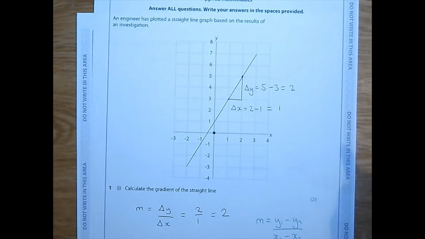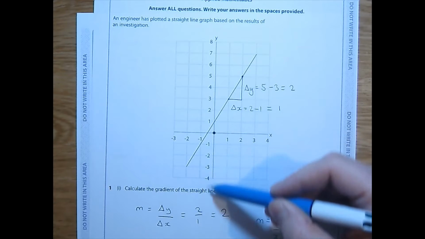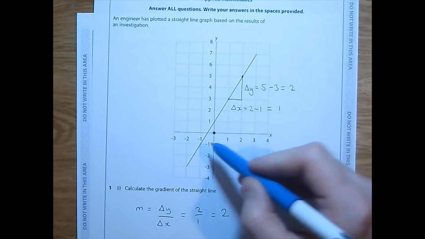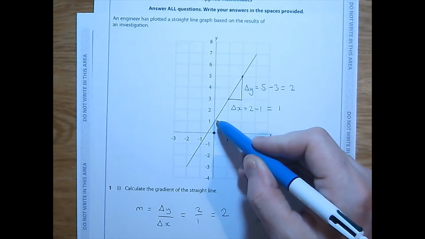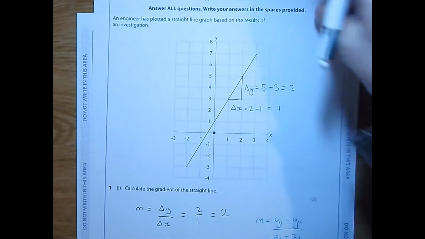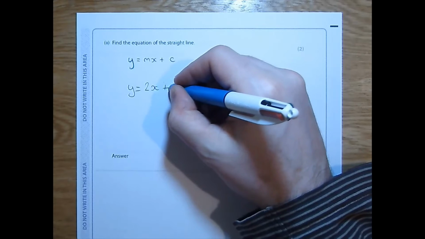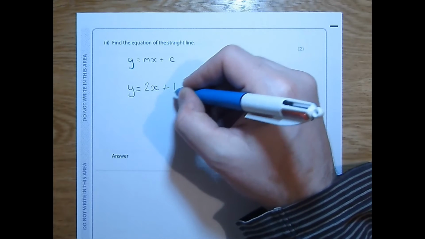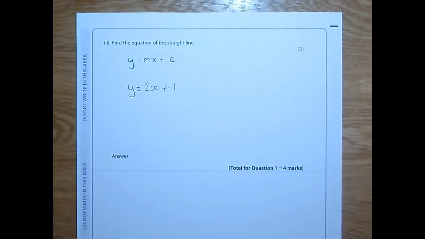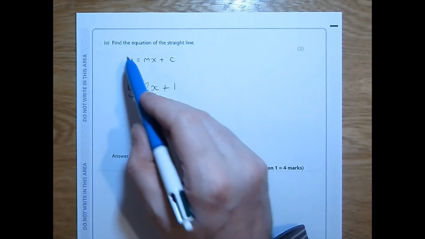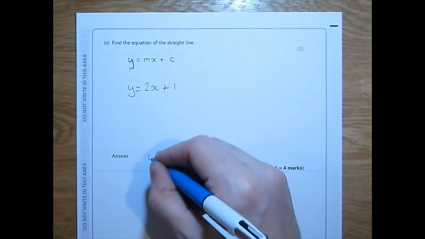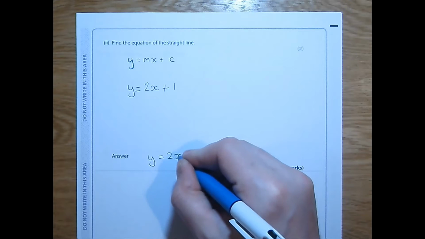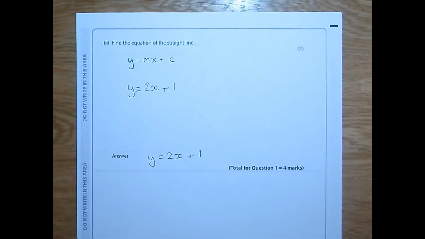And I find out that number by looking where on the y-axis the line intersects, and it intersects it here at y is 1, positive 1, so I will put plus 1. Had it been negative, I'd just put take away whatever the number was. And that would be my equation of the straight line. That's all they've asked for, so pop that on the answer line. And we're done.